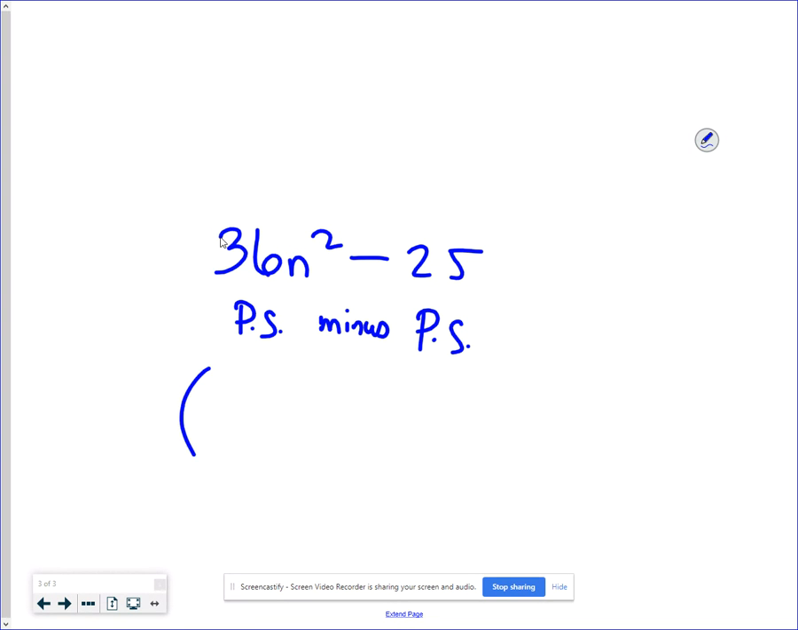So what times what gives you 36n squared? 6n and 6n. What number times itself twice gives you 25? 5 and 5. And you want negative 25, so one's positive, one's negative. The middle term is going to cancel out when you FOIL. So this is the factors. All right, so let's try another one.